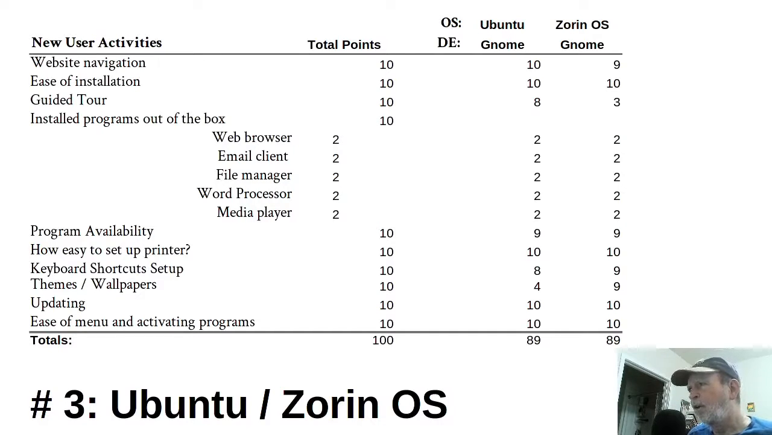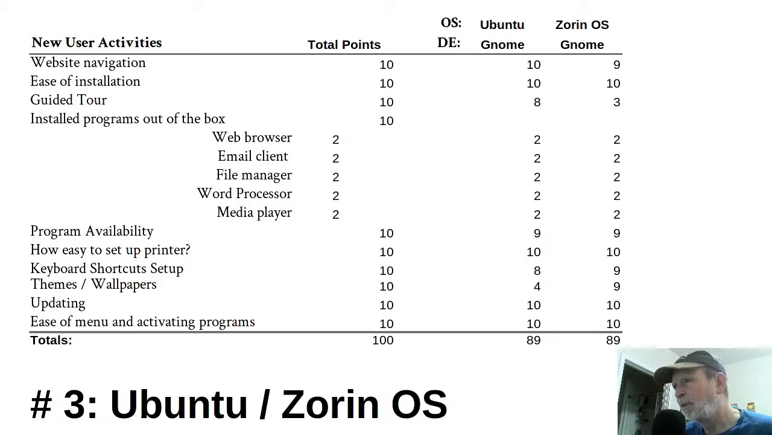Now, programs, all of them had all the programs you want, good programs like Firefox and Thunderbird. They both had equal program availability and equal printer setup. Both had printer setup out of the box, so you can print right away if you wanted to. Keyboard shortcuts were both good. Apparently I graded Ubuntu a little lower on the scale than Zorin. I'm not sure why.